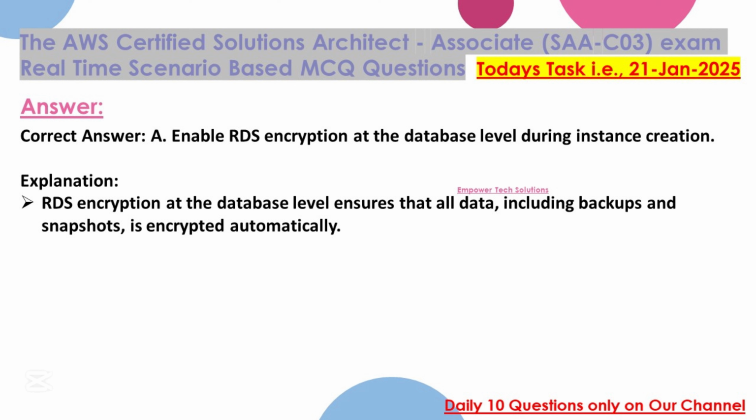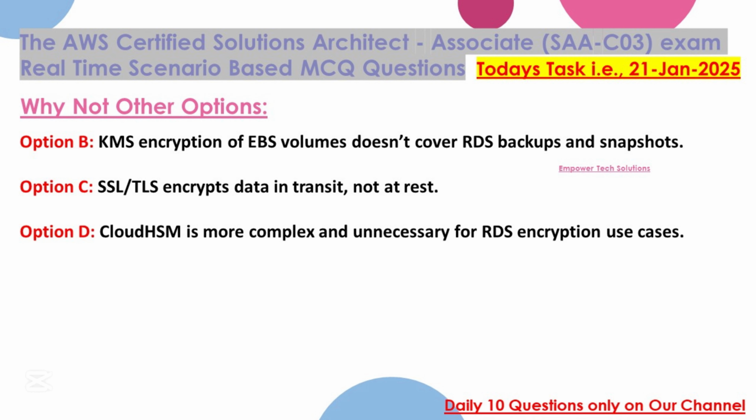Correct answer, A. Enable RDS encryption at the database level during instance creation. Explanation: RDS encryption at the database level ensures that all data, including backups and snapshots, is encrypted automatically. Why not other options? Option B. KMS encryption of EBS volumes doesn't cover RDS backups and snapshots. Option C. SSL/TLS encrypts data in transit, not at rest. Option D. Cloud HSM is more complex and unnecessary for RDS encryption use cases.